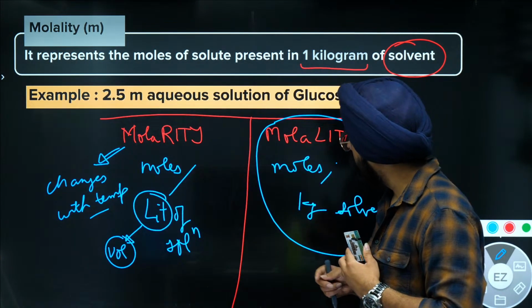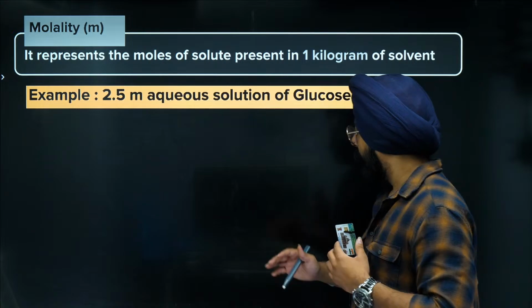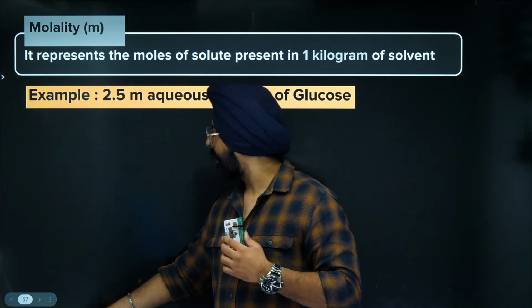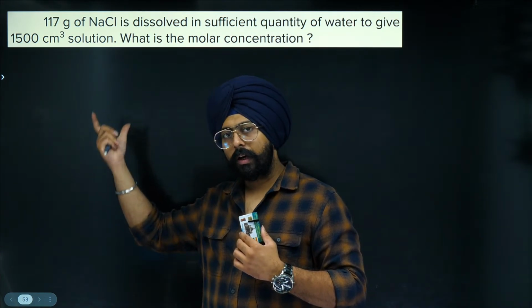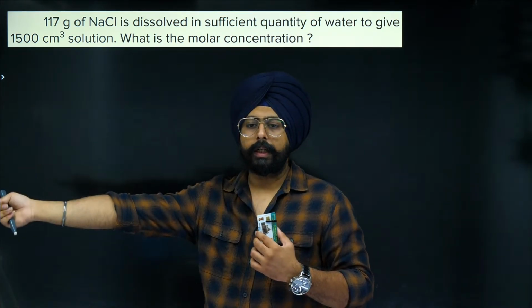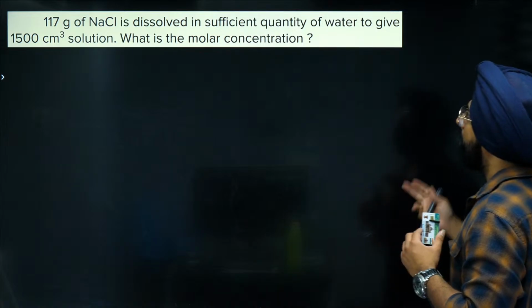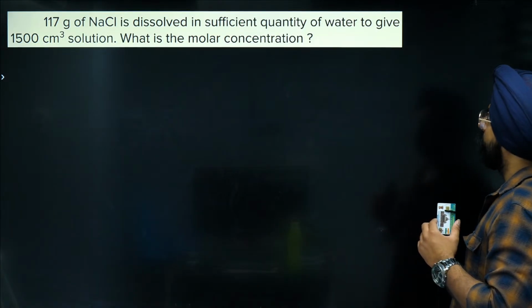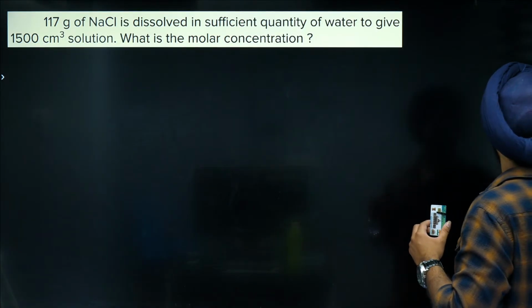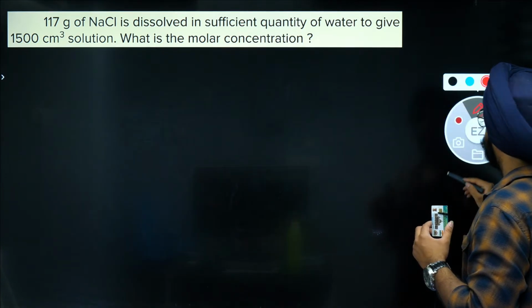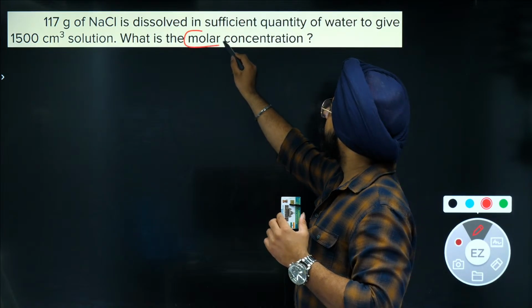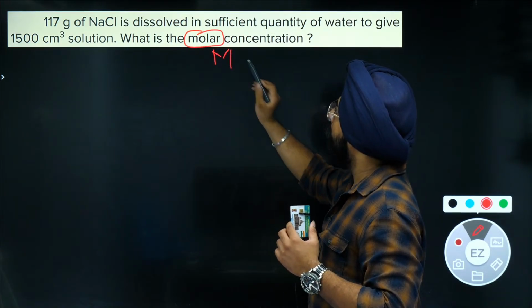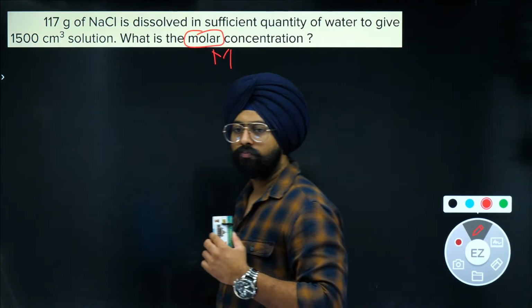Fine, cool. So, concentration of solution, done. Let's do one question, and then the rest of the questions regarding the concentration of solutions, we'll do that in the upcoming class. 117 grams of NaCl is dissolved in water, making 1500 cubic centimeters of solution. What is the molar concentration?